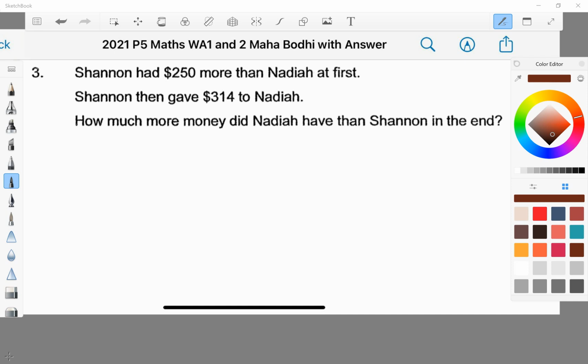Today I will show you how to do another more than less than question, and this is from Mahabodhi. It should be the WA2 Weighted Assessment 2, which happened last year in August. So let's get right down to it.